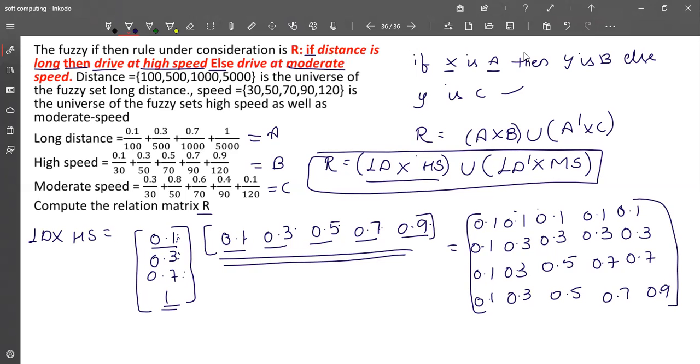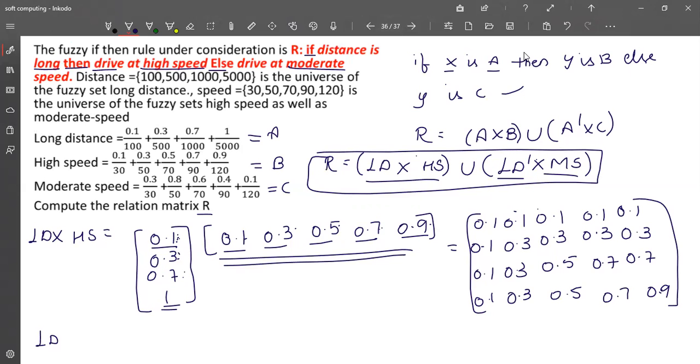Next we have to find the complement of long distance, and then the Cartesian product of complementary long distance and moderate speed. Let's find the complement of long distance. LD dash will be 1 minus 0.1 is 0.9, 1 minus 0.3 is 0.7, 1 minus 0.7 is 0.3, and 1 minus 1 is 0. Now let's perform the Cartesian product with moderate speed.